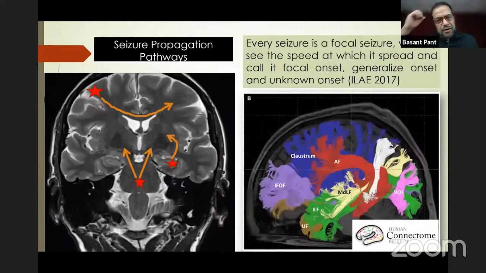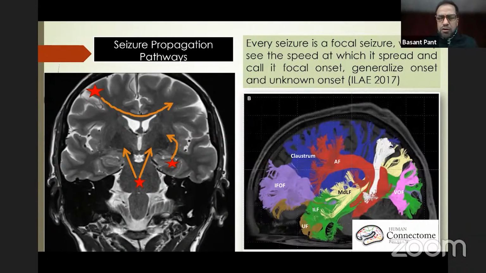Now, the propagation of seizure can happen through different pathways. The biggest pathway would be the corpus callosum from one hemisphere to the other, or it can be from the brainstem spreading symmetrically into the two sides, or it can originate from the hippocampus, one of the temporal lobes, and then that spreads to the rest of the brain.